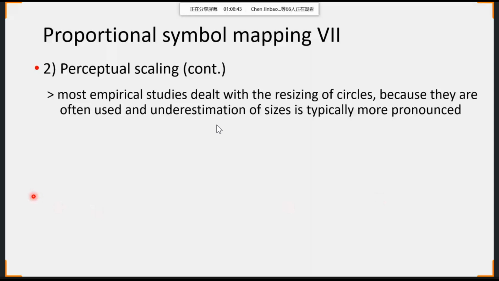For perceptual scaling, most empirical studies deal with the resizing of circles. This is one of the problems, of course. We have different kinds of geometric symbols. For example, circles are most common. Therefore, most of the studies deal with circles because they are often used. And underestimation of sizes is typically more pronounced with circles. This would be another disadvantage of circles compared, for example, with bars. With bars, this works better than with circles.